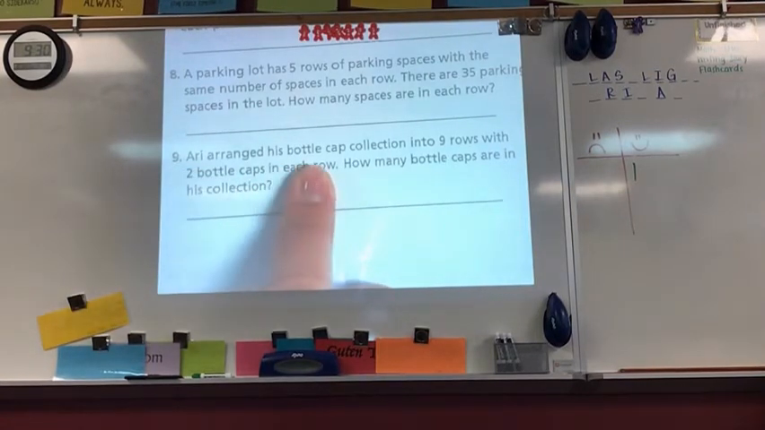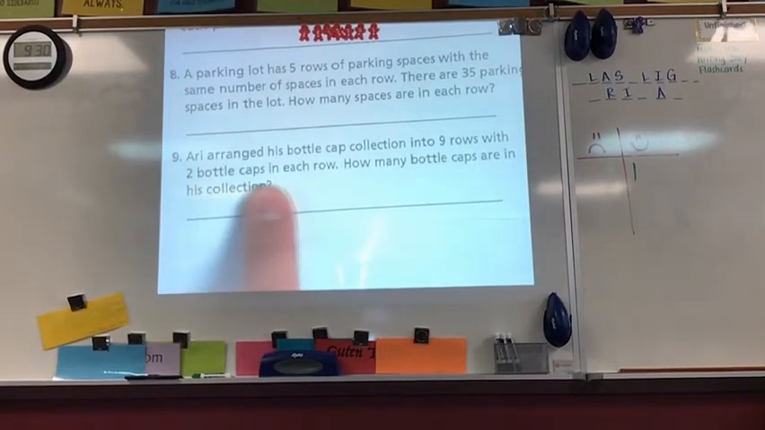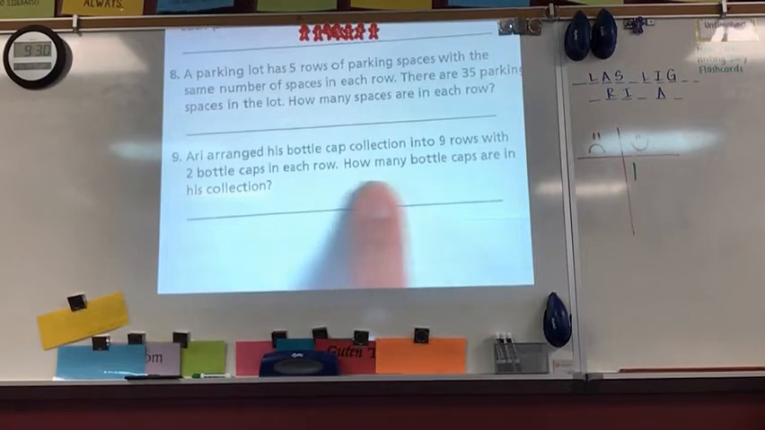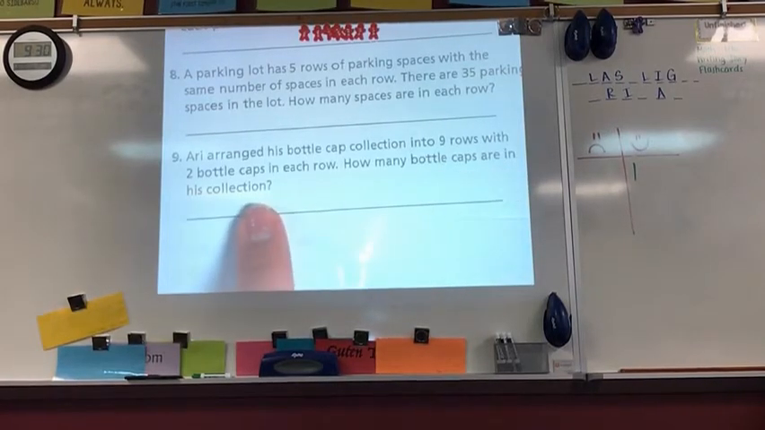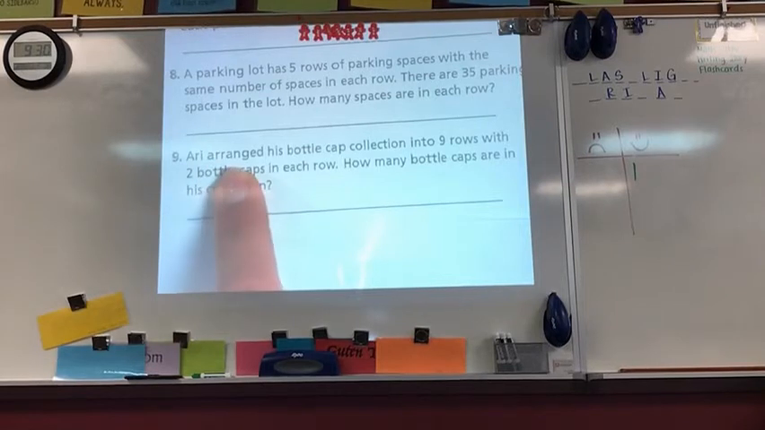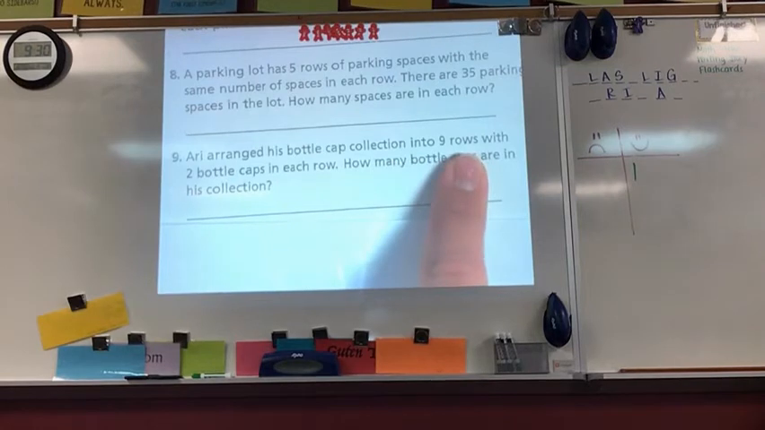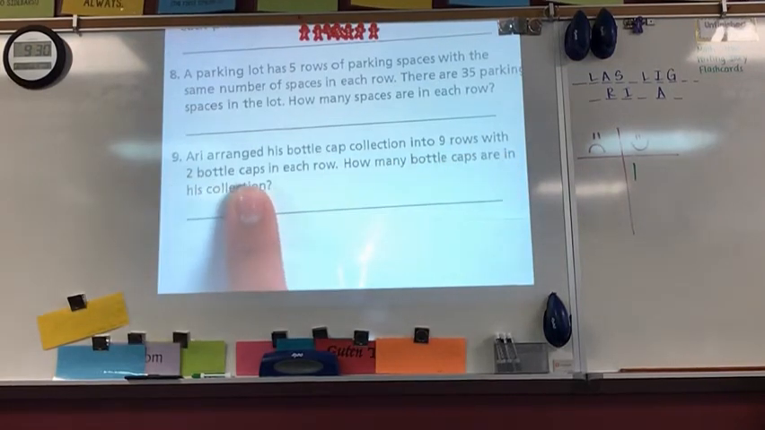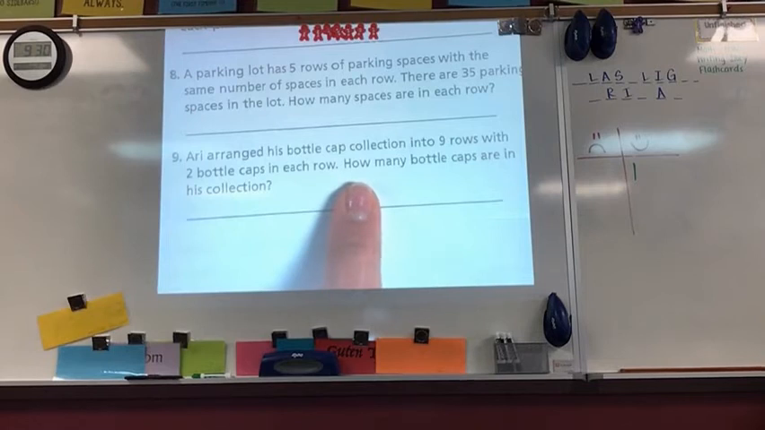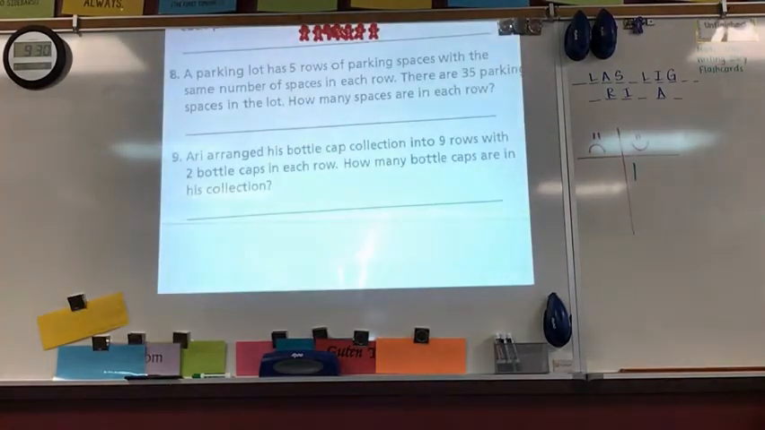Ari arranged his bottle cap collection into 9 rows with 2 bottle caps in each row. How many bottle caps are in his collection? I want all of you to read it with me this time. Are you ready? I'll slow down a hair. Ari arranged his bottle cap collection into 9 rows with 2 bottle caps in each row. How many bottle caps are in his collection? Who heard some keywords there? Some key information we need to mark up.